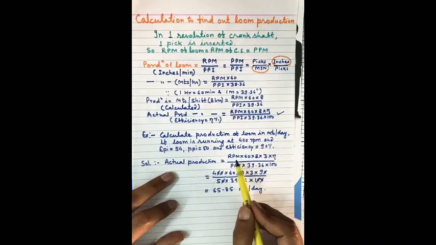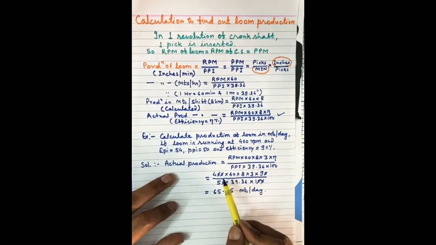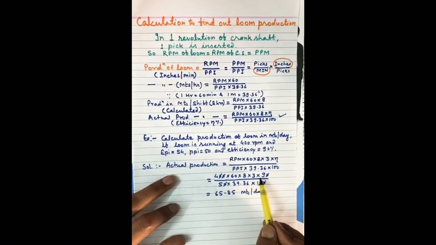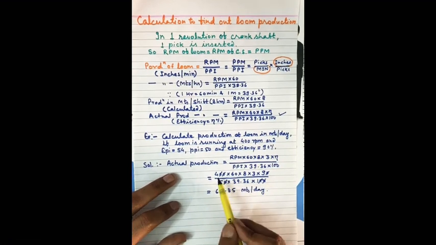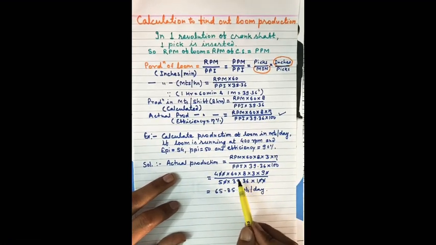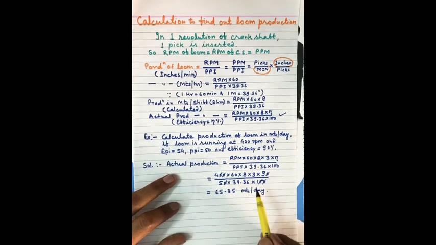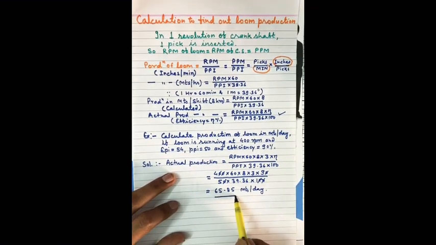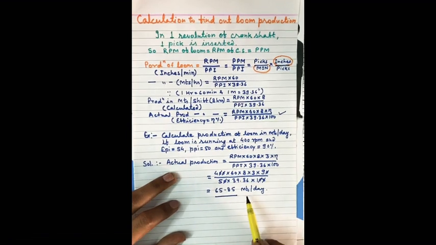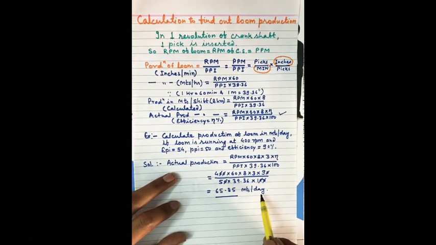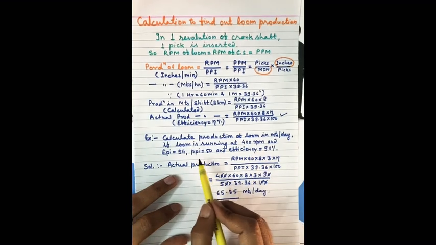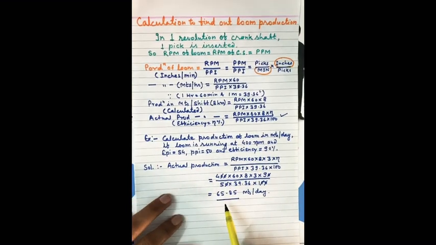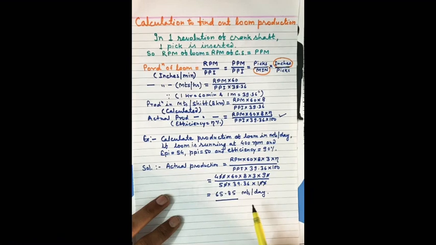So in this way, just by putting in the values given in the numerical, 400 into 60 into 8 into 3 into 90 upon 50 into 39.36 into 100, and solving these values, you will get the final answer, the actual production of the loom in meters per day, meaning meters per 24 hours, that is 65.85 meters. So this loom which is running at this RPM and having this much PPI will produce a fabric of 65.85 meters in one day.